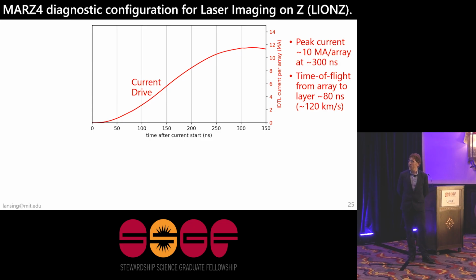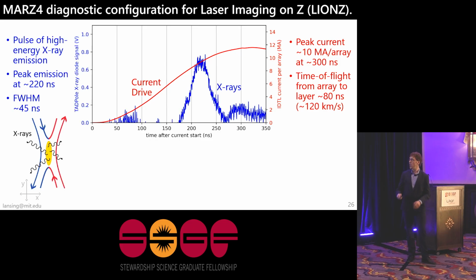So first, I'm plotting as a function of time the current drive. So this is the electric current that the Z machine drove through the wire arrays. And for each wire array, we peaked at 10 million amps of electricity after 300 nanoseconds of rise time. So it's this current that's really generating the plasma and kickstarting our experiments.